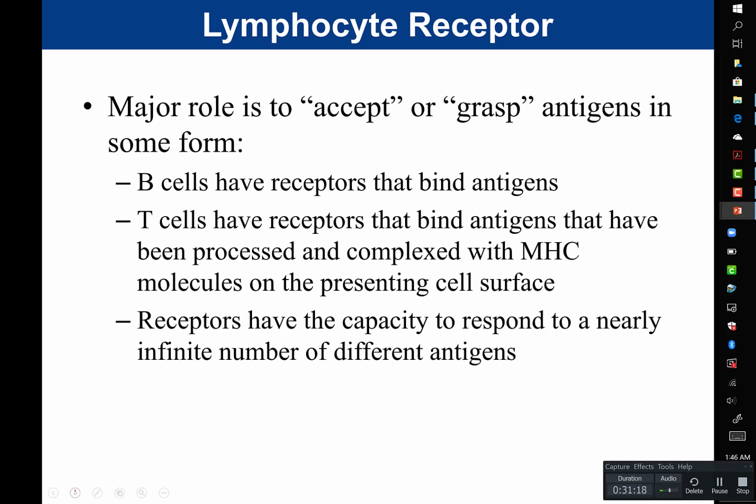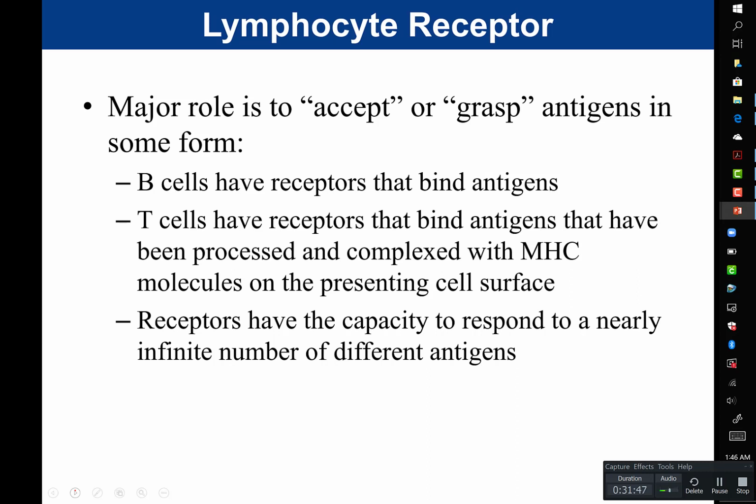So, for our lymphocyte receptors, the major role is to accept or grasp antigens in some form. B cells have receptors that bind to antigens, and our B cells have what is called a B cell receptor. And the B cell receptor is very specific for a particular antigen.